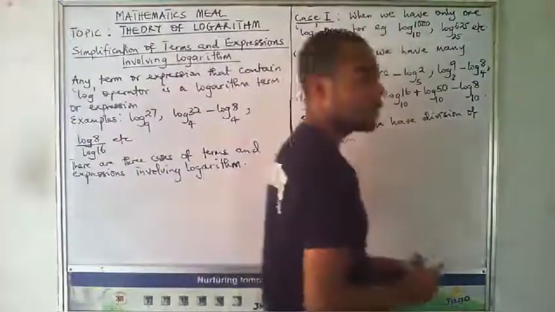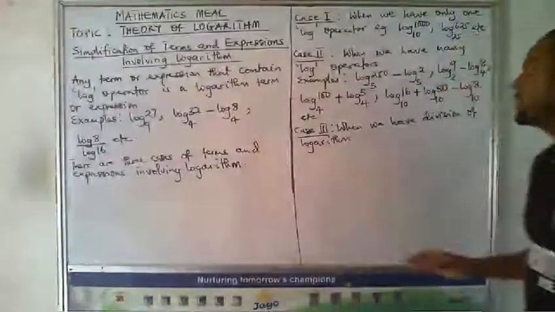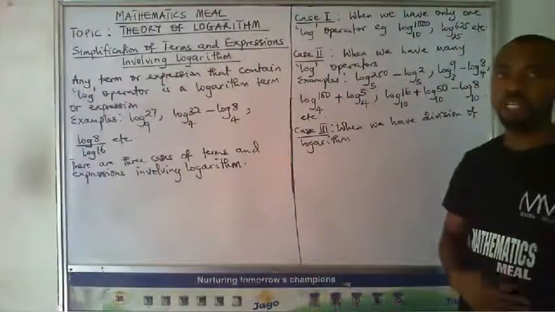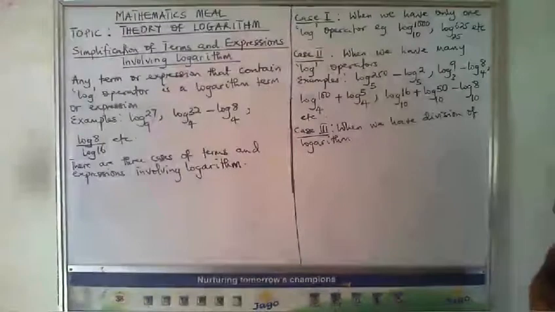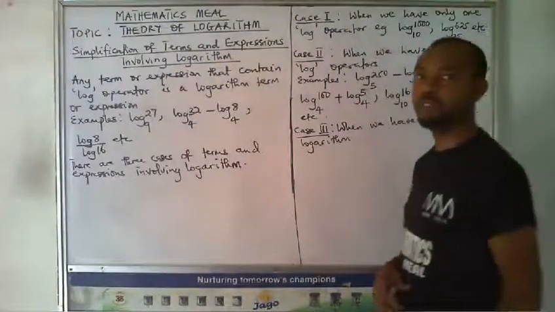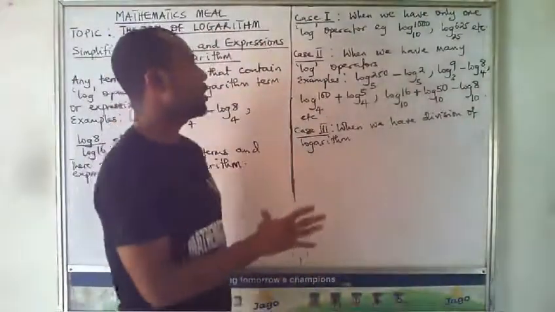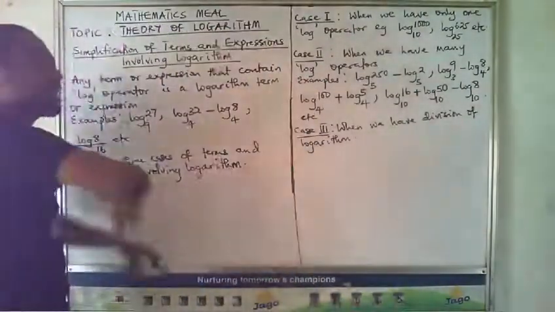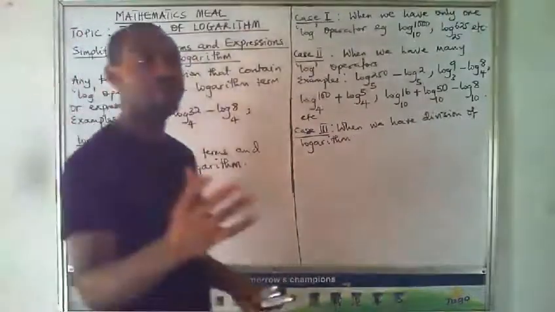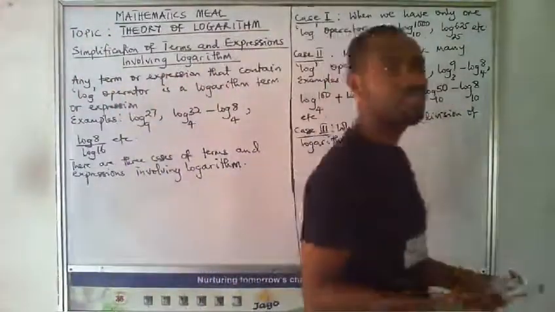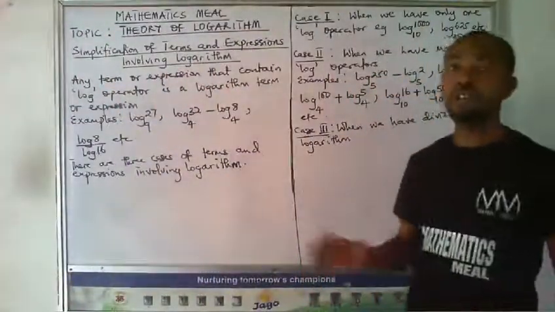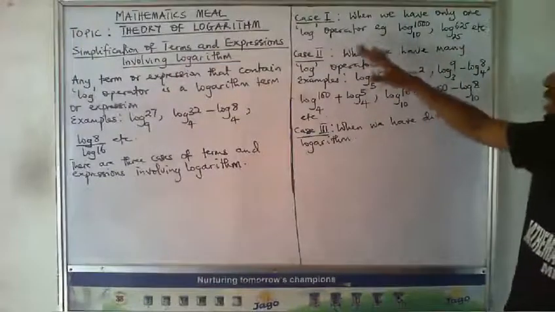When we have division of logarithm. So these three cases are the cases we are going to consider in simplification of terms and expressions involving logarithm. Now, why is it important that we break them down into these three different cases? In this simplification, there are so many varieties of terms and expressions that involve logarithm. So we need to break them down this way.